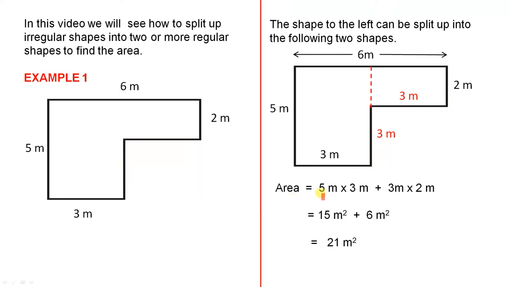So the area is 5 meters by 3 meters plus 3 meters by 2 meters. That's this area plus this area. 5 threes are 15, so that's 15 square meters. 3 twos are 6, which is 6 square meters. 15 square meters plus 6 square meters is 21 square meters. So that's the area of that shape.